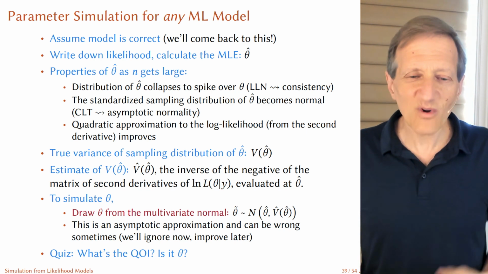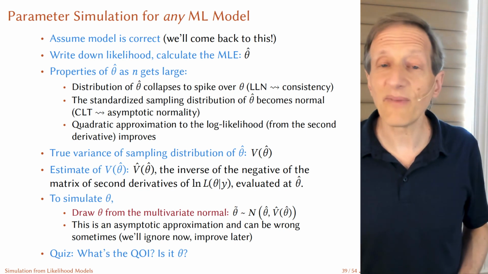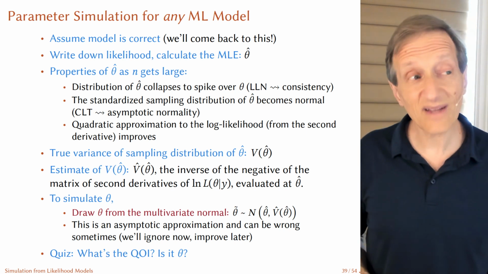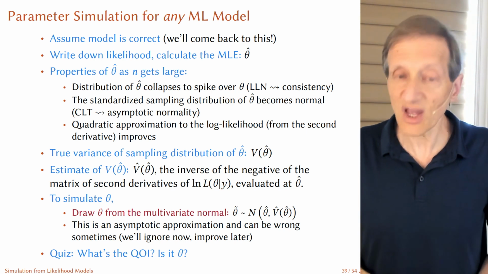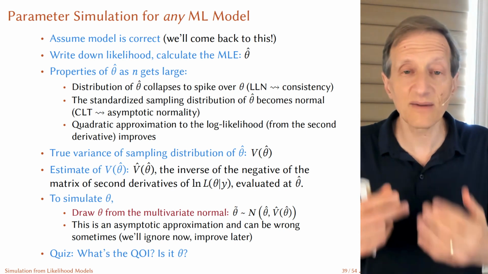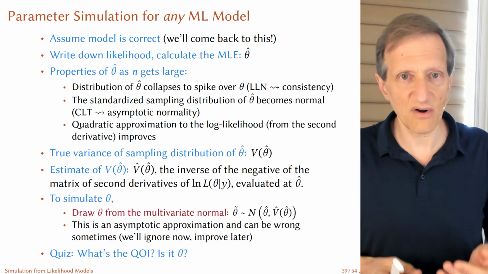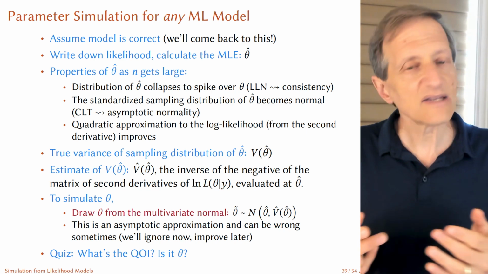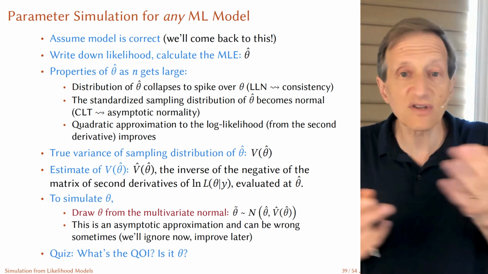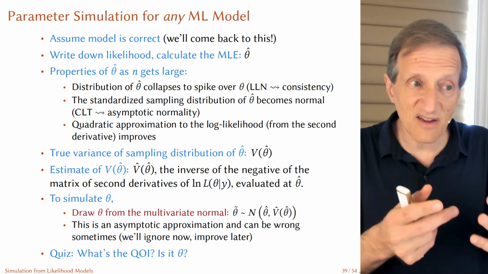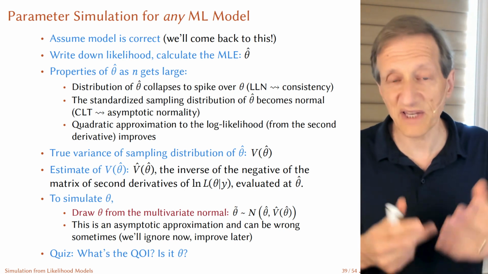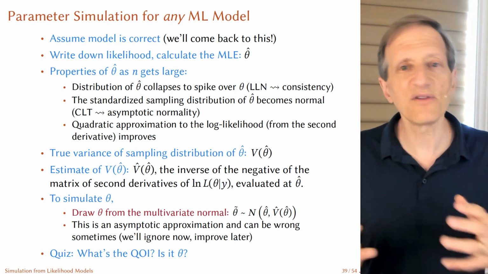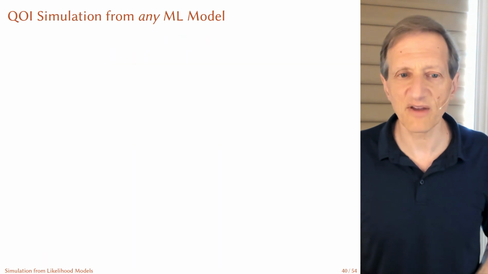So what's the quantity of interest in any maximum likelihood model? Is it theta? Well, sometimes it's theta. Sometimes theta is the thing that we care about. Sometimes beta in a regression are the things we care about. But sometimes it's not. Sometimes it's the ratio of two betas. Sometimes it's the difference. Sometimes it's mu, basically a predicted value. There's lots of other things that it might be that might be of interest.